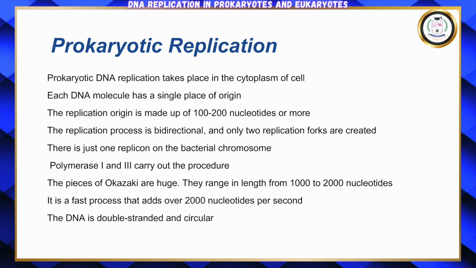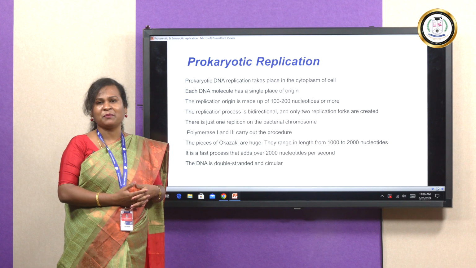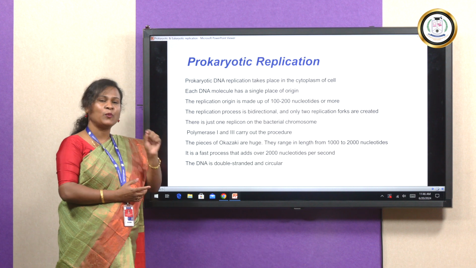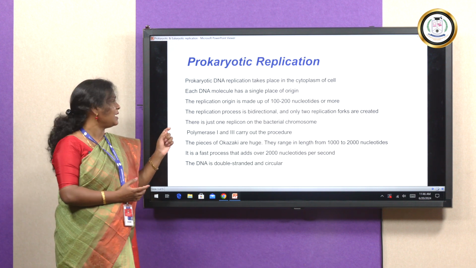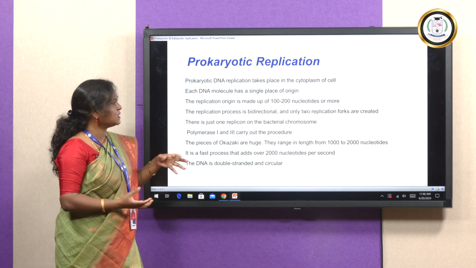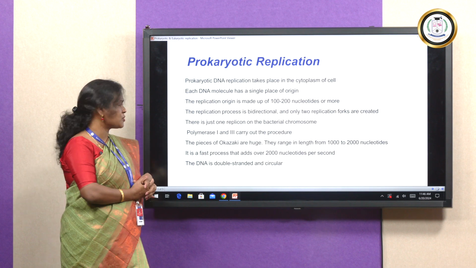And prokaryotic replication takes place in the cytoplasm of the cell. The reason is they do not have a well-formed nucleus. Since it doesn't have a nuclear membrane, the genome is directly present in the cytoplasm itself. Therefore, the replication happens inside the cytoplasm, and each DNA molecule has only a single origin, and the replication process happens bidirectionally. So, two replication forks are created, and there is one replicon in the bacterial chromosome.